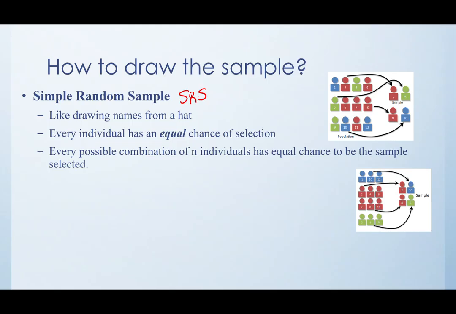In addition to everybody having an equal chance of selection, every combination of individuals, like if you're going to select 10 people, every combination of 10 people from the population has the same chance to be the sample that's selected. So it's a simple random sample. It's the simplest sampling technique you can do. And that's what this picture is showing. We have our population of 12 individuals, and we just randomly pick 4 of them to be in our sample.